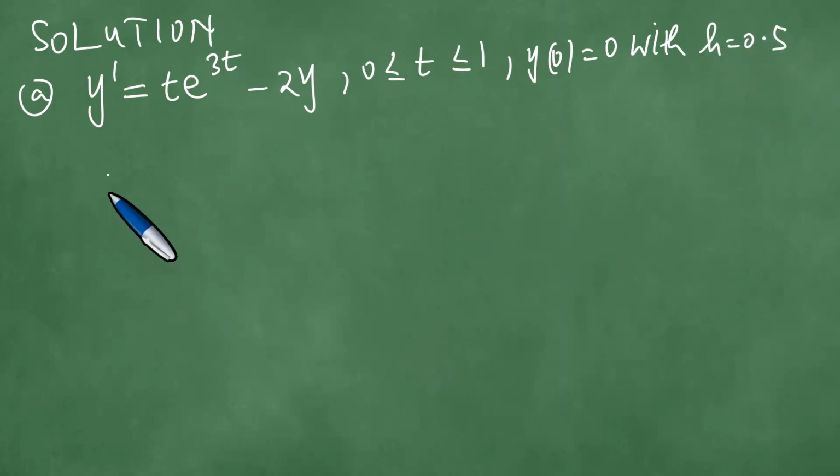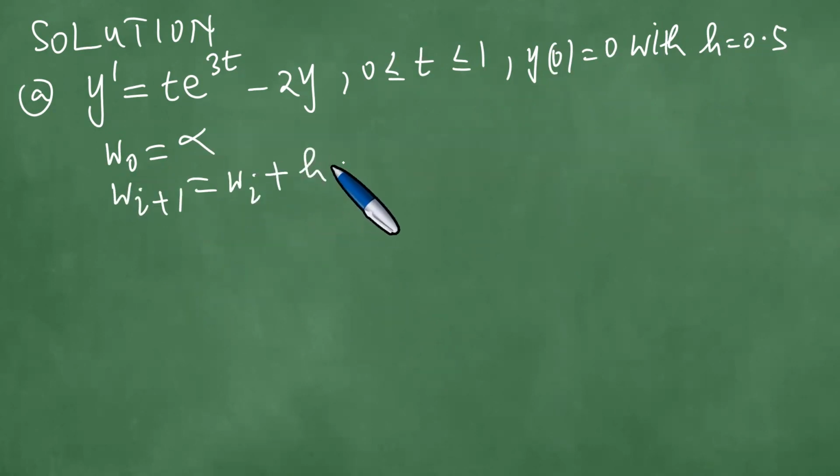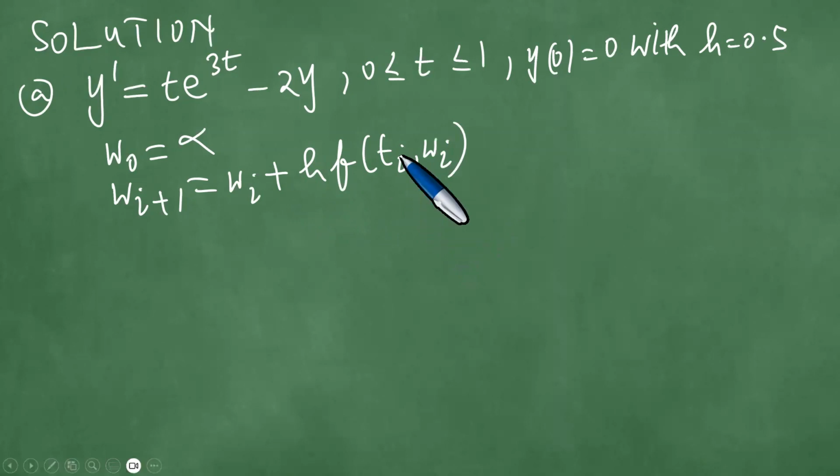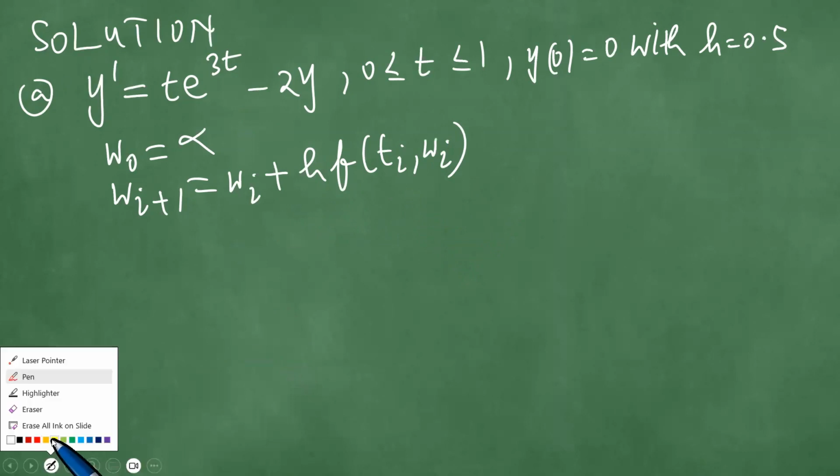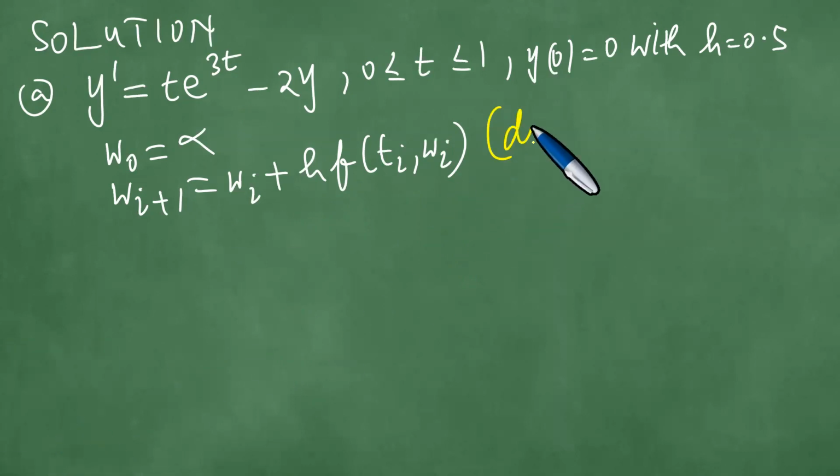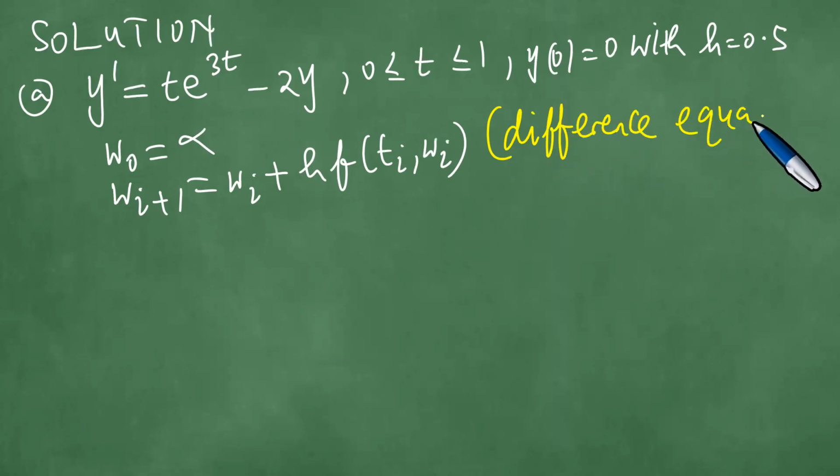Now what do we do? We need to just remember Euler. What does Euler say? Euler says w0 is alpha, and then it gives the difference equation: w_{i+1} is w_i plus h times f of t_i, w_i. This is exactly what we said is the difference equation for Euler's method. With this difference equation, we are quickly able to solve.